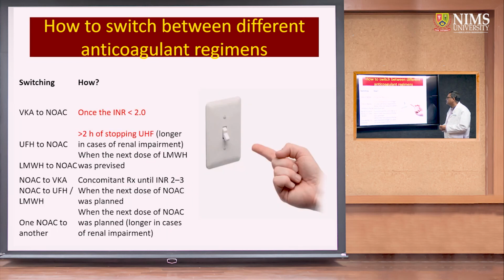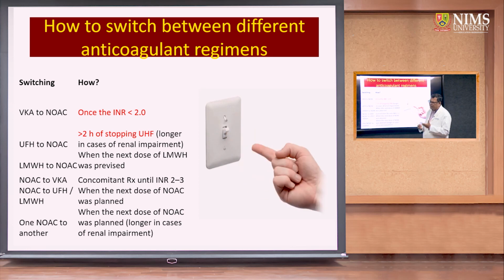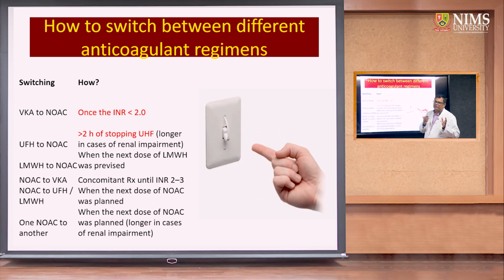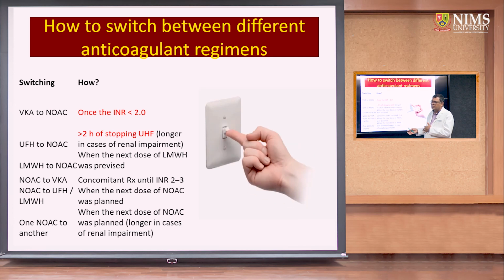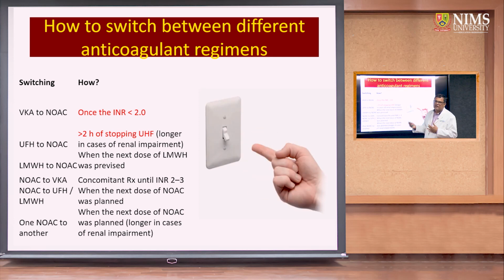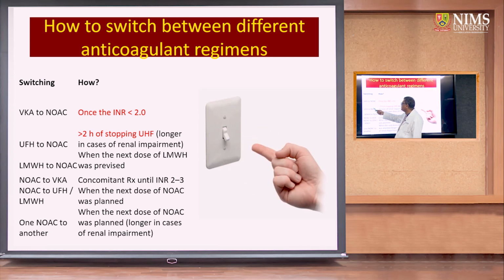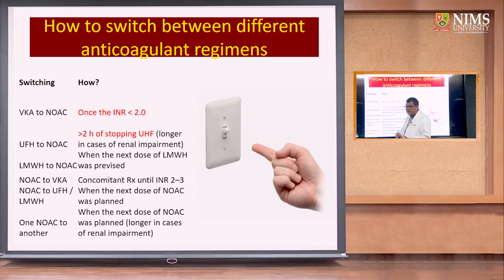have a different timing. The other thing that comes to mind is I want to switch from, let us say, vitamin K antagonist to NOAC. How do you do that? So, if the patient is on vitamin K antagonist and you want to start NOAC, then you wait till INR is less than 2. Once INR is less than 2, you can start NOAC and you already stopped vitamin K antagonist.